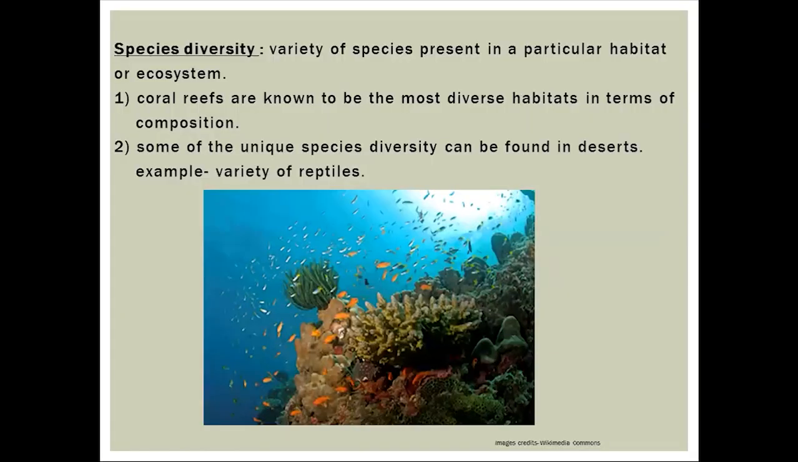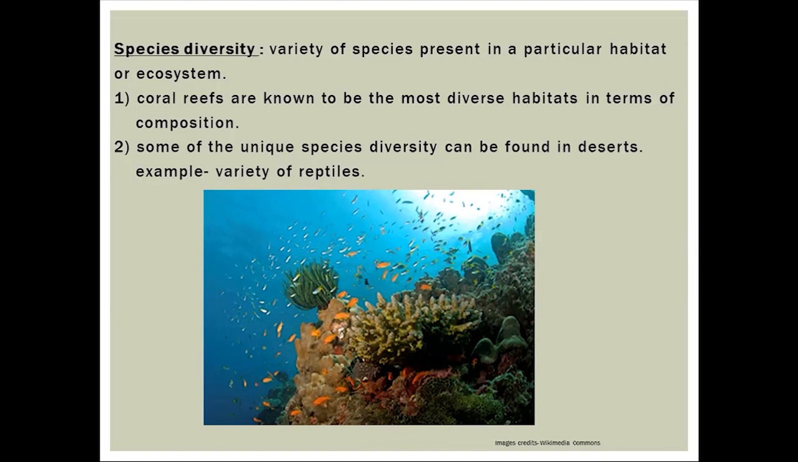Let us now see species diversity. It is defined as the variety of species present in a particular habitat or an ecosystem. Now, coral reefs are a very good example of species diversity because they are the most diverse habitats in terms of species composition. You will get different species of fish, then jellyfish, sponges, corals, then crustaceans like lobsters. So many species are present in the coral reefs. Therefore, they are the most diverse habitats.